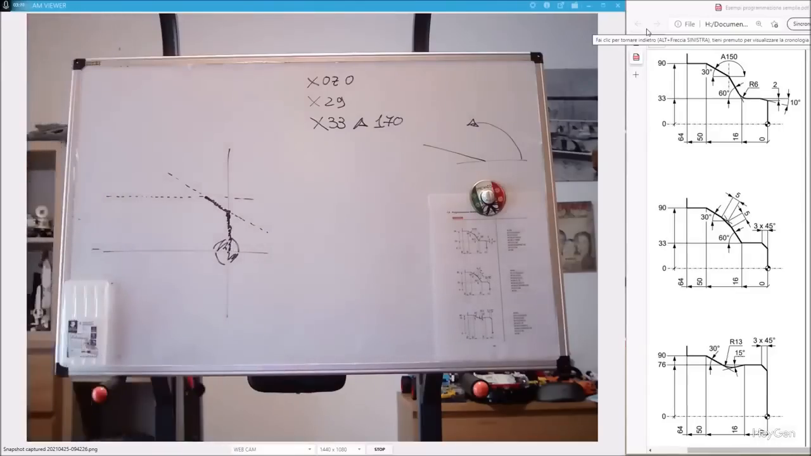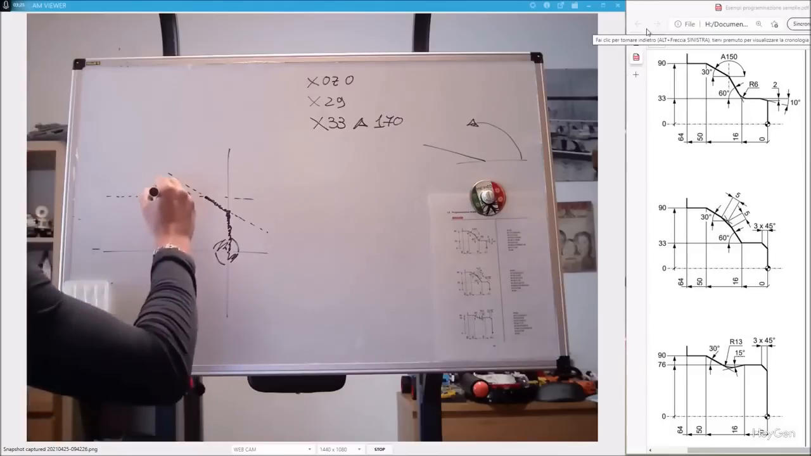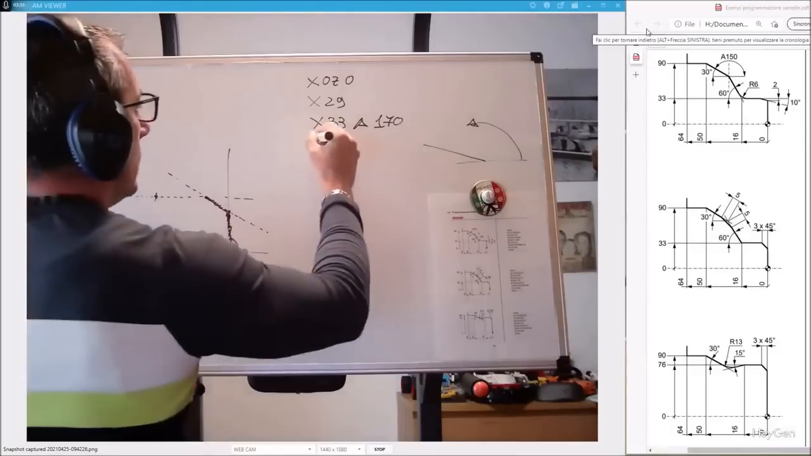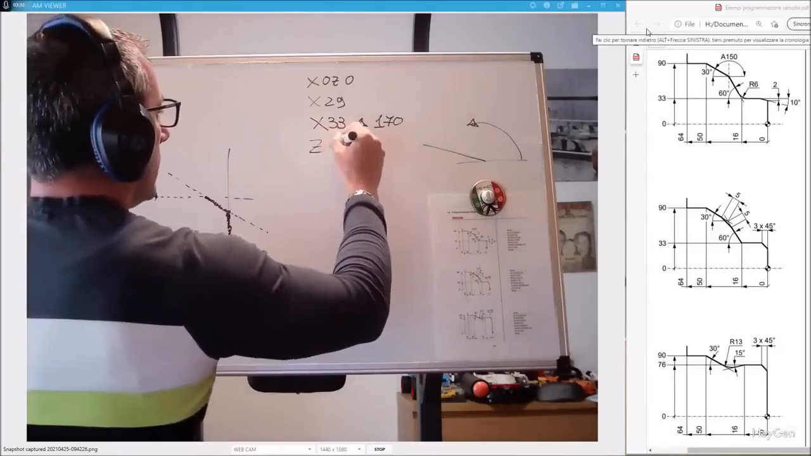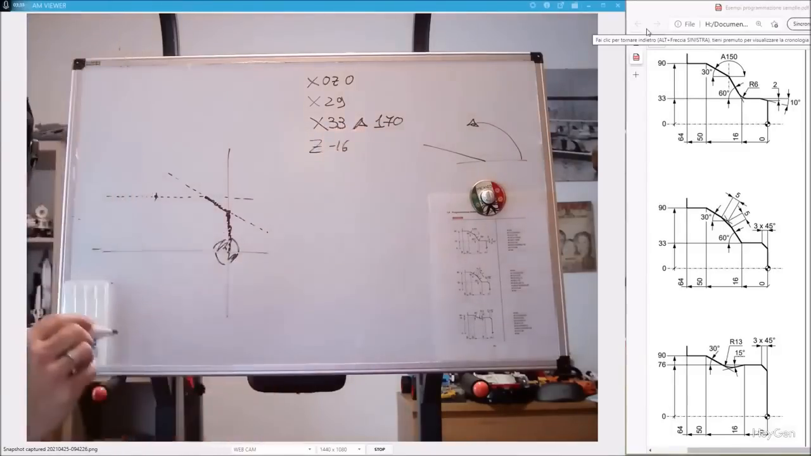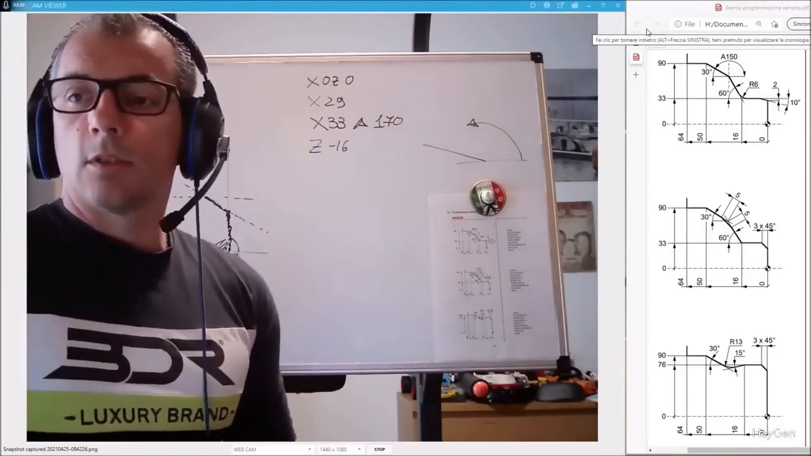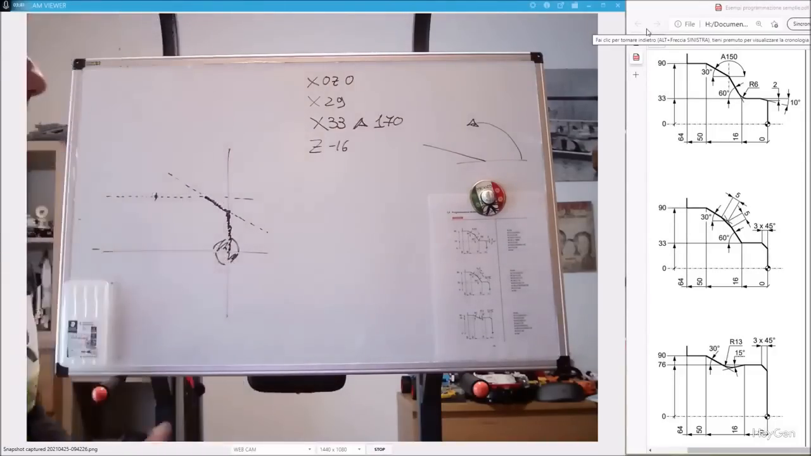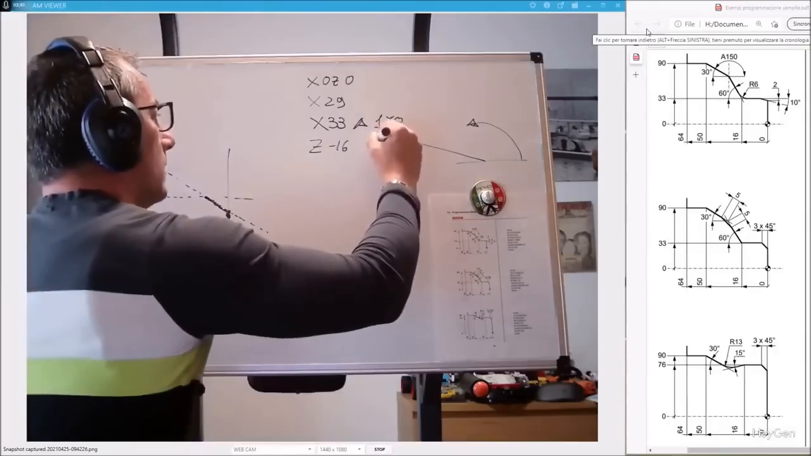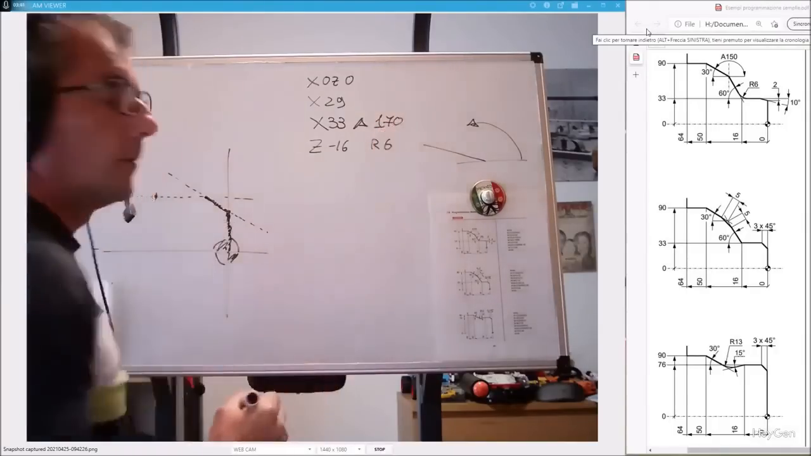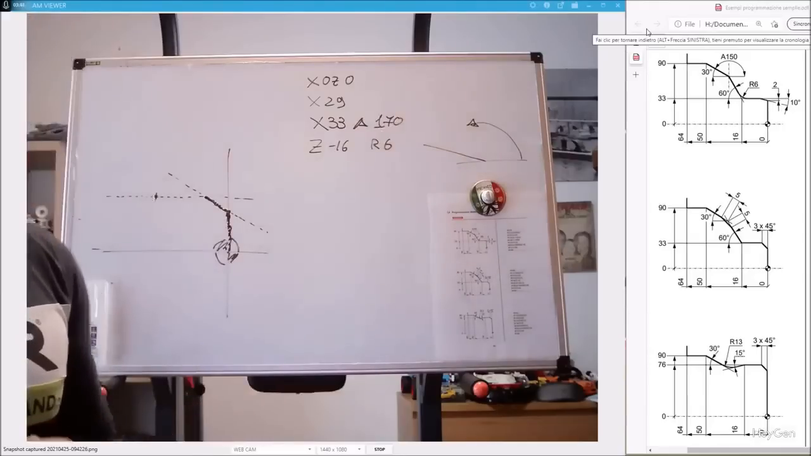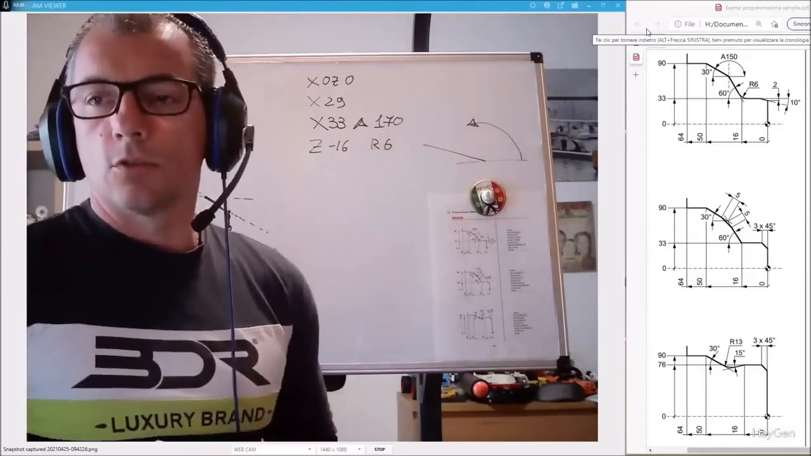Now what do I need to do? I need to move to Z16 while staying at x33. So Z16 is here. We fix the point and tell it Z16. At Z16, what do I need to do? I have an arc with a radius of 6, perfectly tangent to both the incoming and outgoing lines. Okay, at this point, what coordinates do I have?